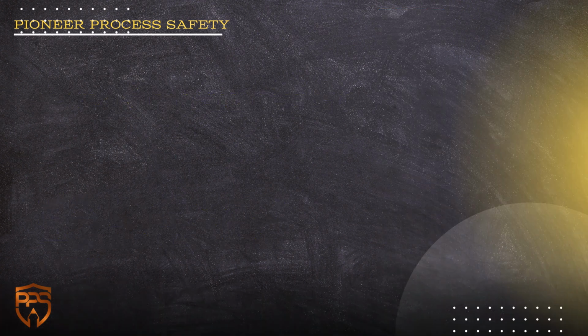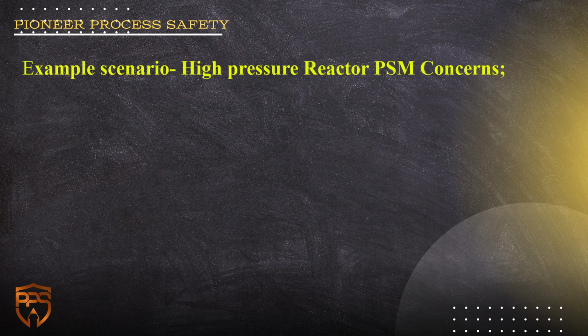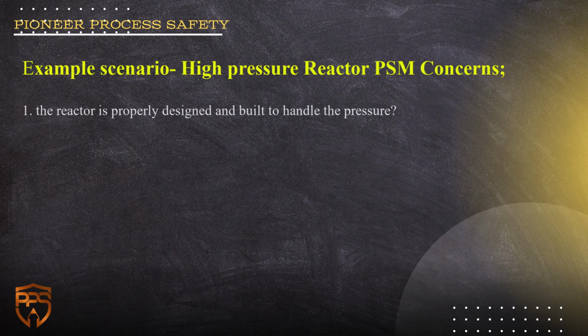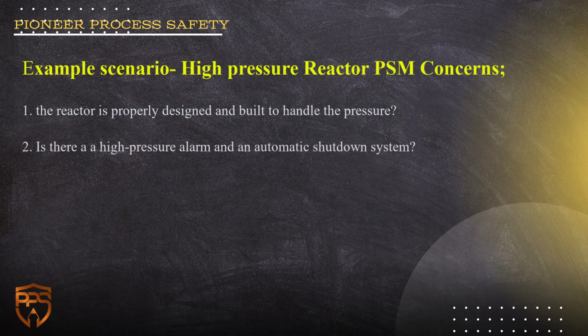Let's consider an example scenario. Suppose you have a reactor that operates at high pressure. PSM would ensure the reactor is properly designed and built to handle the pressure. It means a safety margin in the design. There is a high pressure alarm and an automatic shutdown system if pressure gets too high.